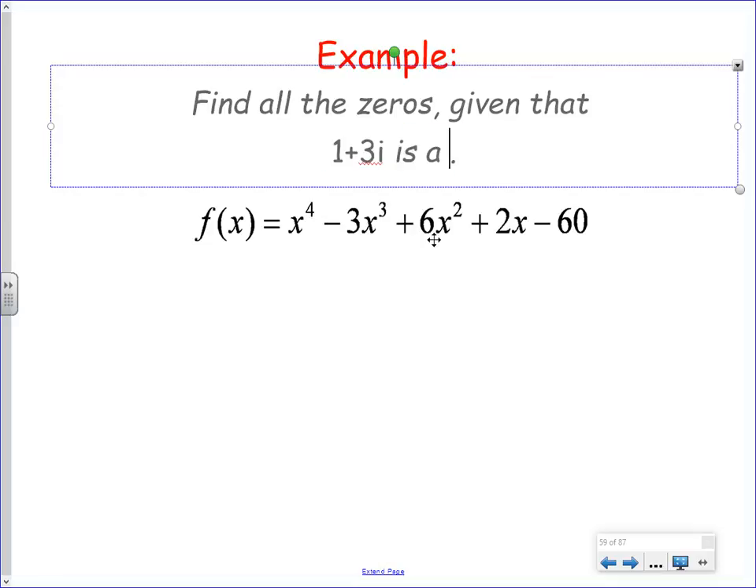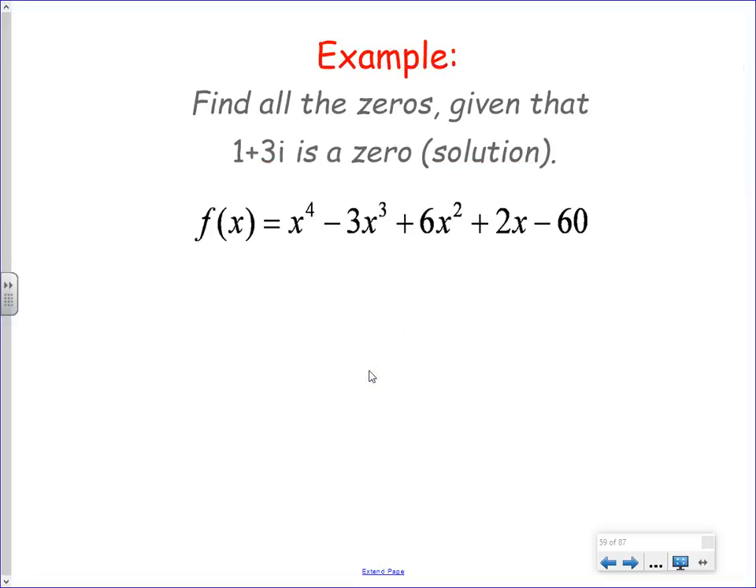It's not a factor because there's not an x. What is it? A 0. Or we could call it a solution. Solution. Now, what's one way we could attack this problem by ignoring completely the clue that it gave us at the beginning?